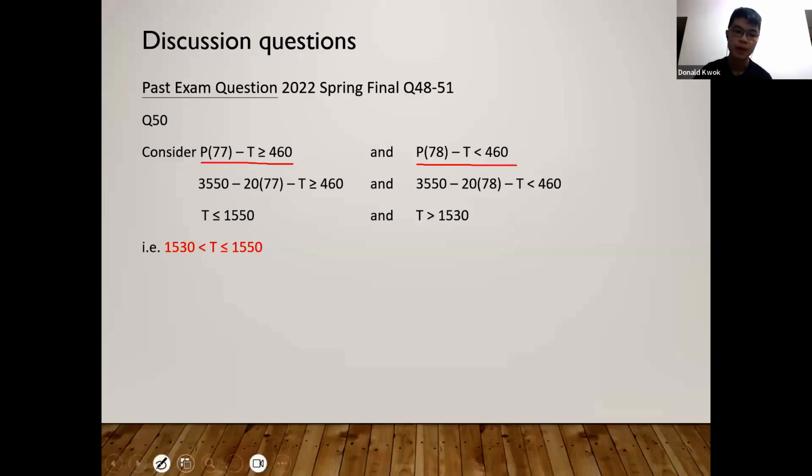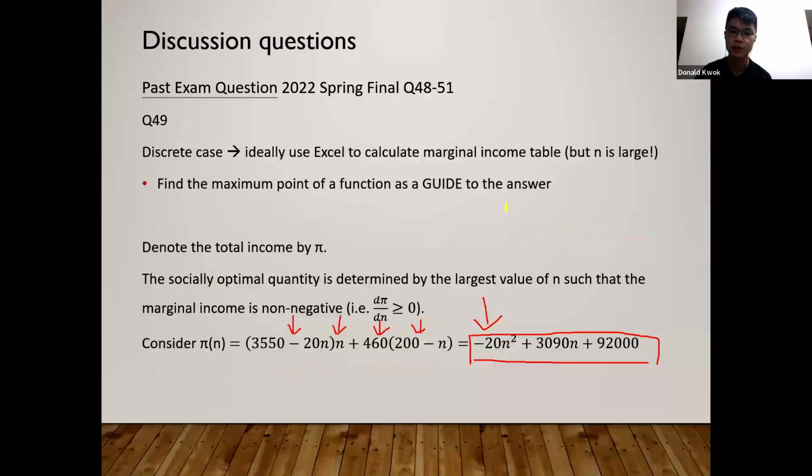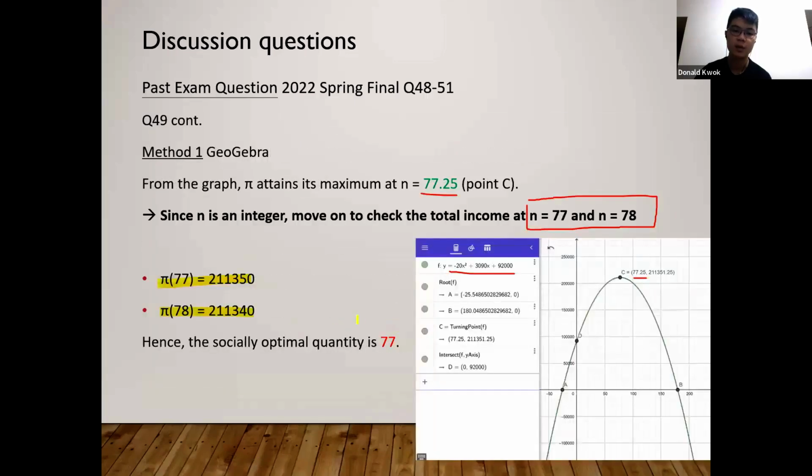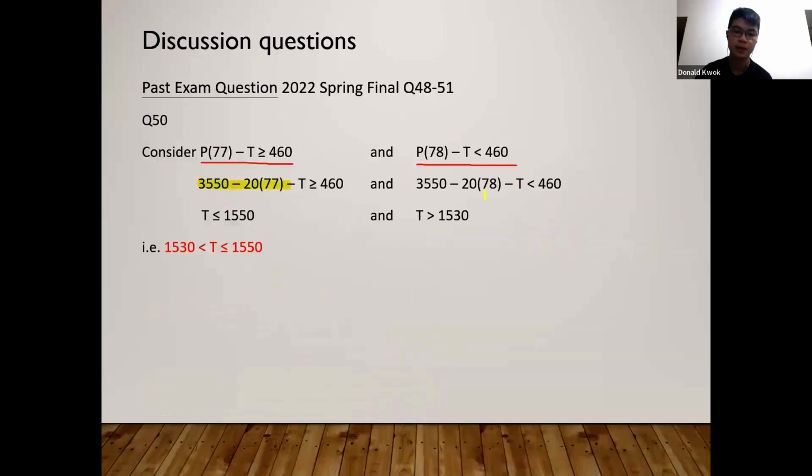So what is the P function here? Okay, the P function is actually the expression that is given directly here, 3,550 minus 20n. We just plug in n equals 77 and 78 here, then we will be able to obtain the price per tree here, as I've highlighted. Okay, so solving this compound inequality, we will be able to solve that T has to be between 1,530 and 1,550.